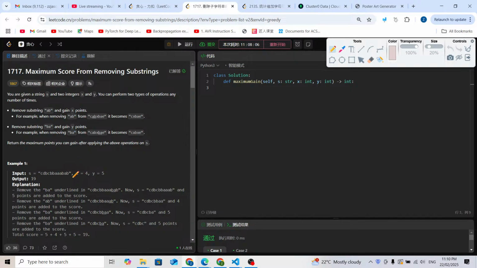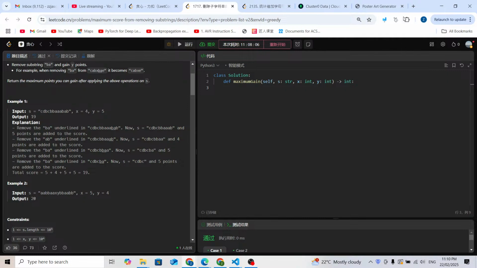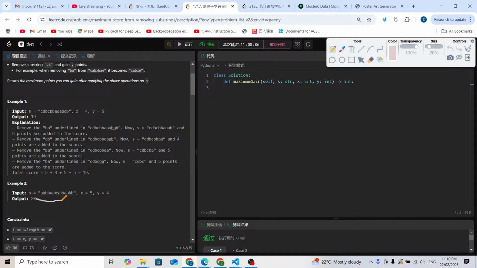So how are we going to solve it? Let's check some examples, and let's make it easy. If we have something like AABB, what are we going to do? Do we need to remove AB first, or BA first? In this example there's no BA, so definitely we remove AB and get a score of 5, and then we remove another AB, so we get a score of 10.